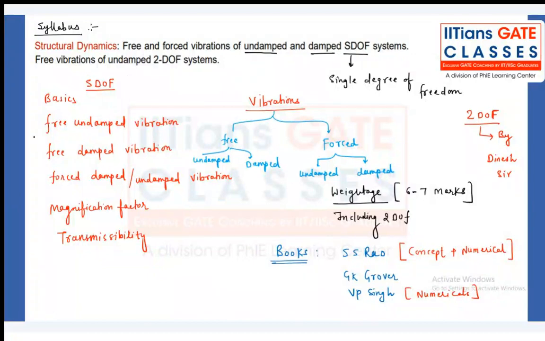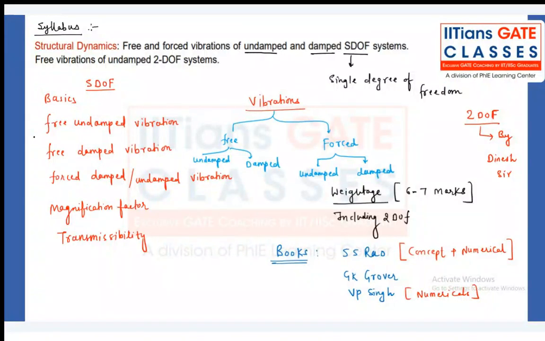Under single degrees of freedom, what are the topics that we need to cover? First of all, the basics. Then free undamped vibration, and free damped vibration we need to cover. Forced damped and undamped vibrations, magnification factor, and transmissibility. These are the topics, my dear friends, that we need to cover, right?